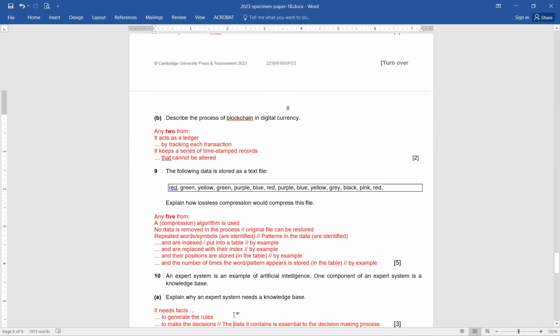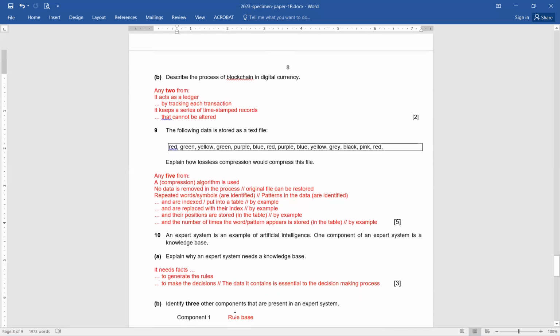That's great. Question number 10. An expert system is an example of AI, artificial intelligence. One component of an expert system is a knowledge base. Explain why an expert system needs a knowledge base. By the way, do we remember what is a knowledge base?